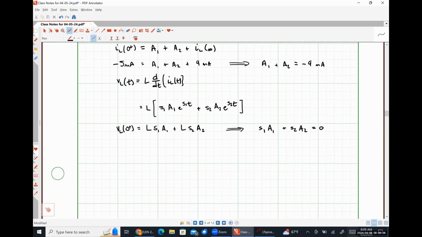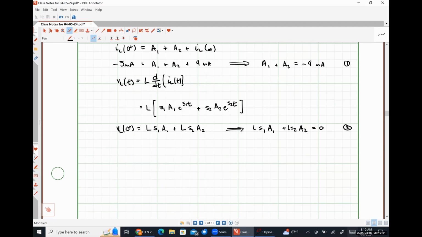I dropped the L here simply because there's a common factor of L across everything, and so I can divide both sides through by L and it won't make any difference. The only reason I was able to do this was because VL at 0 plus was 0. I could just as easily put the L here and the L here. It's not going to change anything, but I'm going to be lazy and put it in my calculator. It's just S1 times A1 plus S2 times A2. So we have one equation right here and another equation right here, both with unknown quantities A1 and A2. So we're simply going to solve this system, which is what calculators are for.